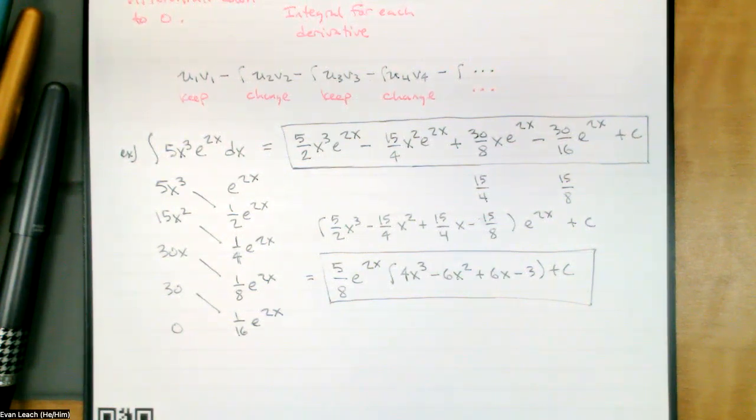But I'll tell you that most computer systems will pull out the e to the 2x. They'll say that's a common factor. Let's just type that once. Any questions?